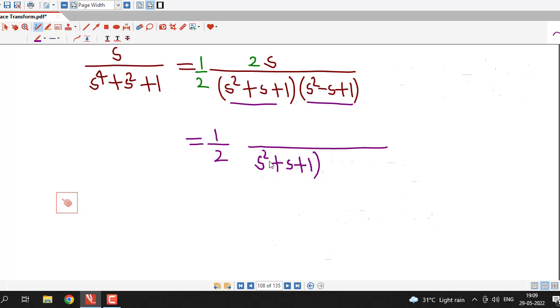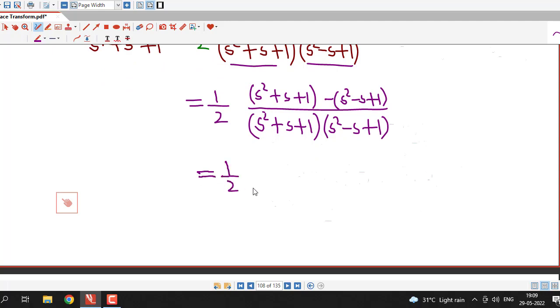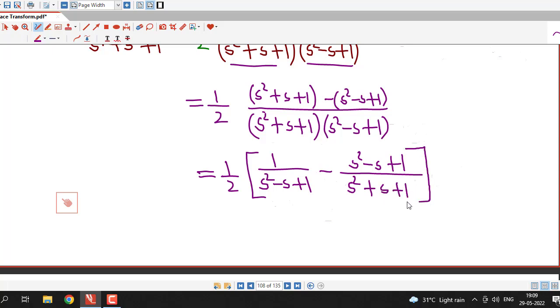So we have s square plus s plus 1 times s square minus s plus 1 in the denominator, and 2s is replaced by s square plus s plus 1 minus s square minus s plus 1. We can rewrite this as 1 by 2 times 1 divided by s square minus s plus 1 minus 1 divided by s square plus s plus 1. Here s square plus s plus 1 will cancel out, and similarly s square minus s plus 1 will cancel out, and we will have 1 divided by s square plus s plus 1.